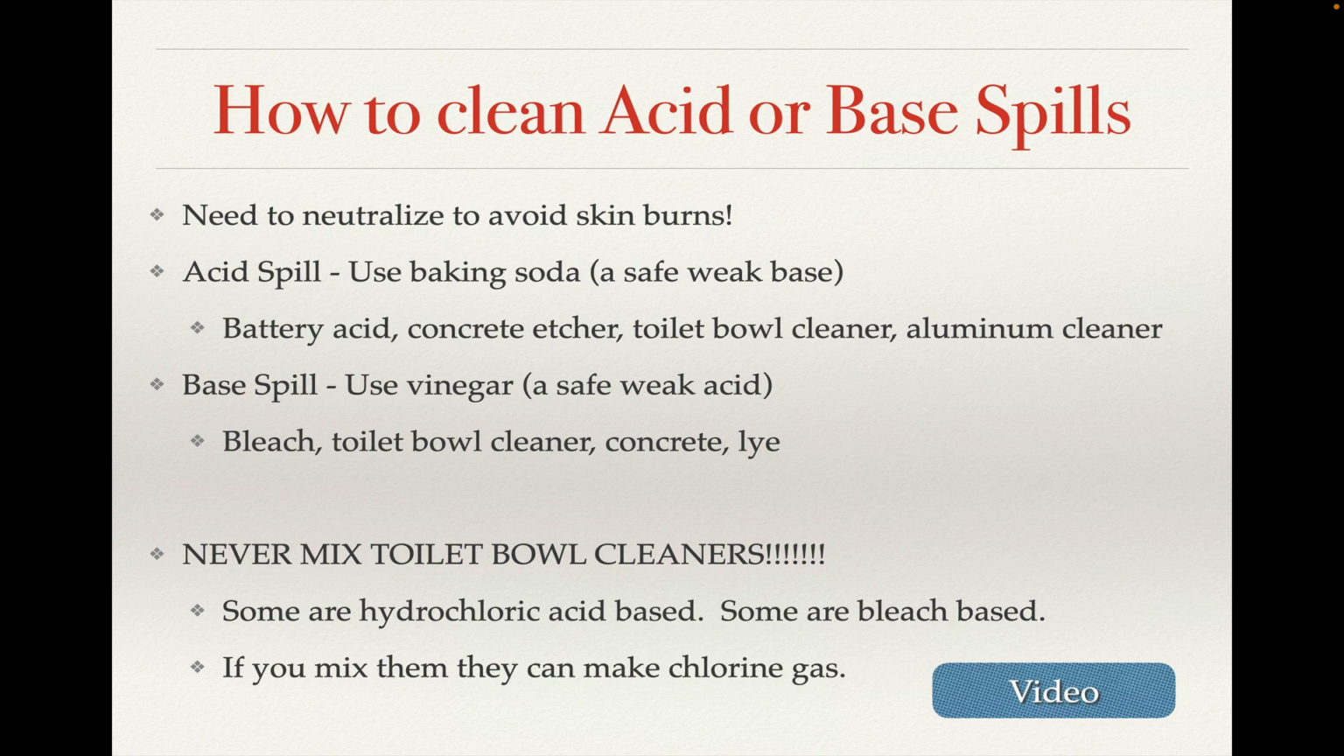One thing we don't ever want to do is mix toilet bowl cleaners, because some of them are based on hydrochloric acid, which is a really strong acid. Some are bleach-based. If you mix bleach and hydrochloric acid together, you can get a very toxic and actually deadly gas that contains chlorine, and chlorine gas can actually kill a person if they breathe in too much of it. So make sure that if you're doing anything with bathroom cleaners that you double check that you're not mixing any cleaners that contain both the hydrochloric acid and the bleach.